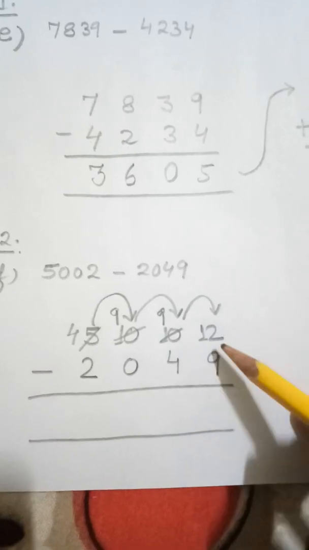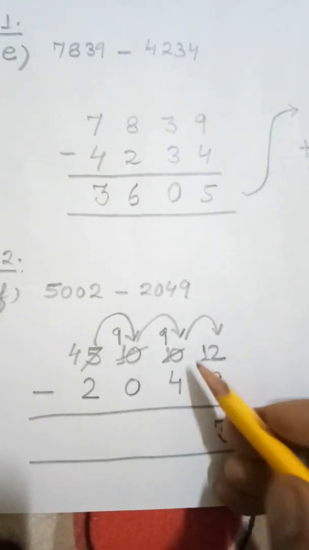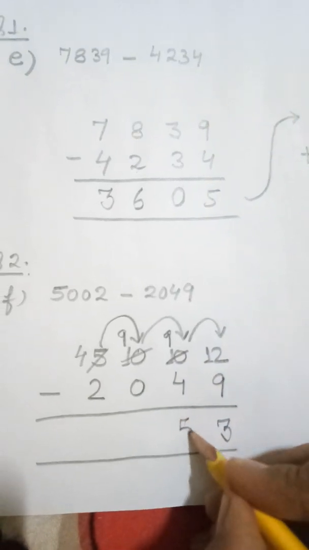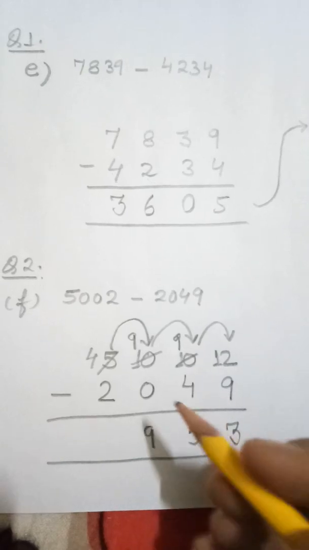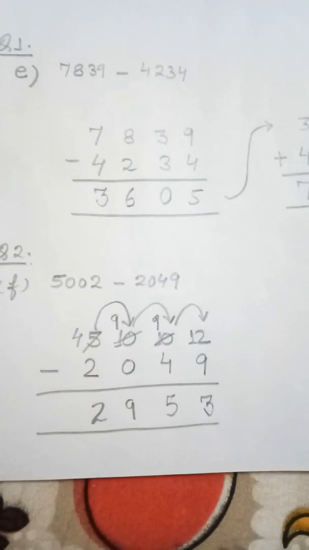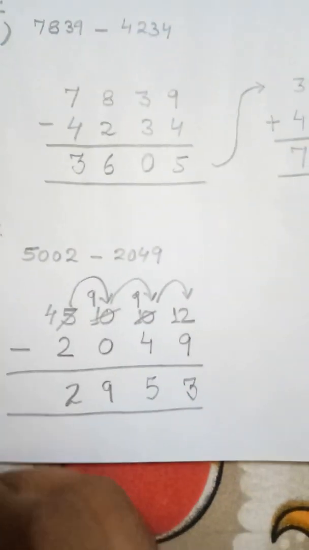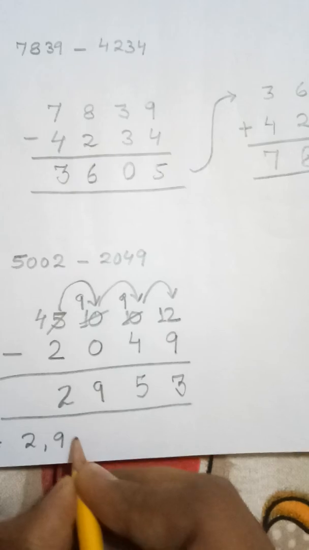Now subtraction is possible. So 12 minus 9 is 3. 9 minus 4 is 5. 9 minus 0 is 9. 4 minus 2 is 2. This is your answer. So you have to write the answer 2953. Clear?